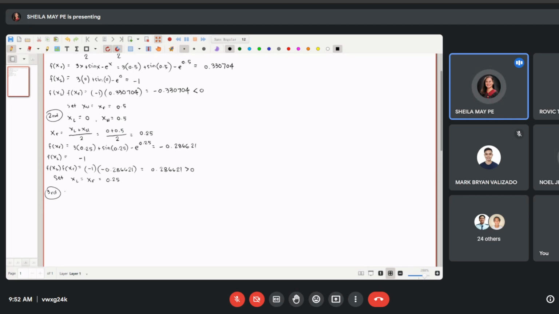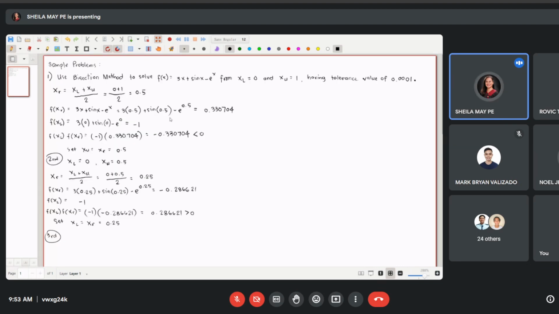Okay. For the third iteration, oh, I forgot to solve the epsilon a and epsilon t. Hold on. We must solve it by iteration because we were given a tolerance. So that would be, hold on. Error.